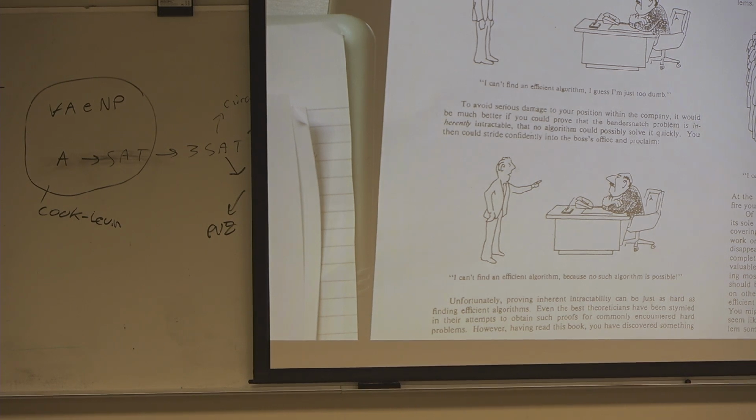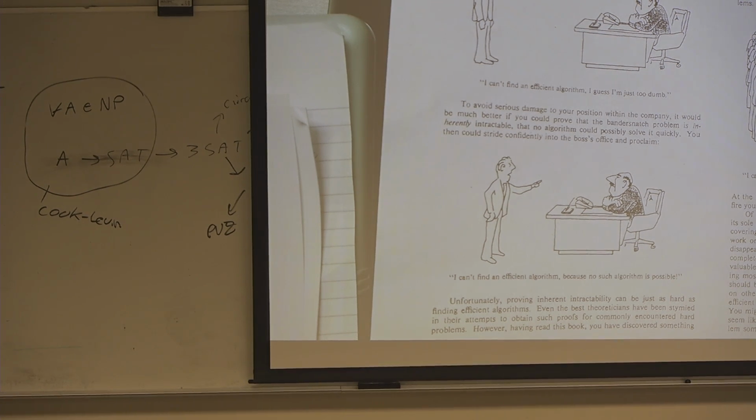To avoid serious damage to your position within the company, it would be much better if you could prove that the Bandersnatch problem is inherently intractable, that no algorithm could possibly solve it quickly. You can then stride confidently into the boss's office and proclaim, I can't find an efficient algorithm because no such algorithm is possible, right?